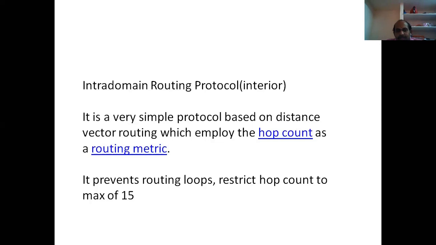It employs only the hop count as a routing metric to identify the path from source to destination, and it prevents routing loops. In routing information protocol, the maximum hop count is only 15. If it exceeds 15, it won't work, so your packet will not be stuck in routing loops. These are the major significances of routing information protocol.